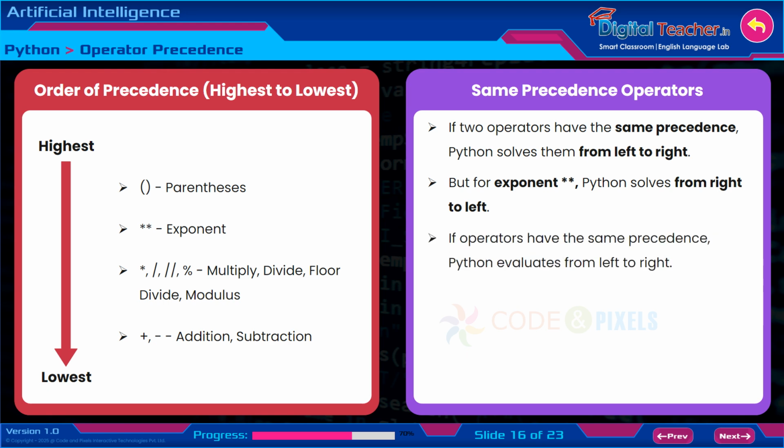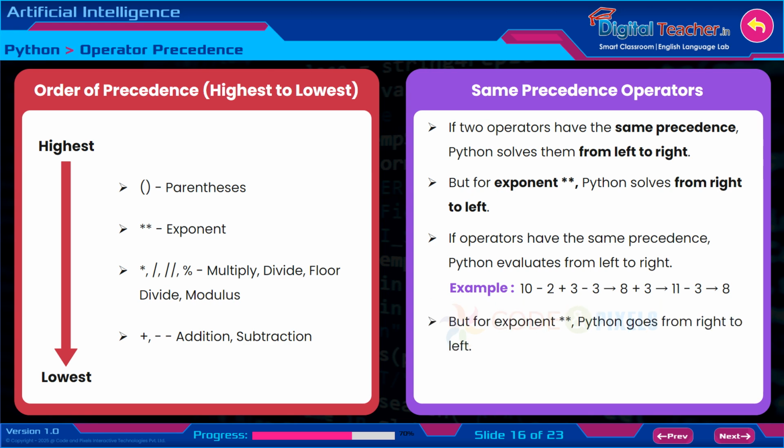If operators have the same precedence, Python evaluates from left to right. Example. But for exponent, Python goes from right to left. Example.